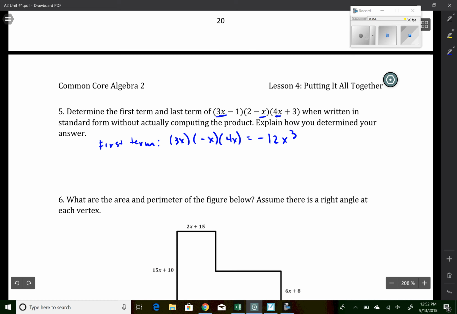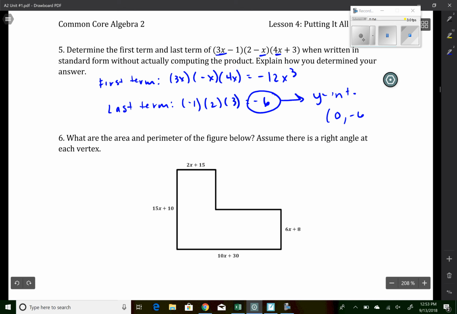That's going to tell me it's a cubic equation, which will tell me a lot about the expression when we graph it. The last term is going to be us taking the smallest exponent piece in each expression. So that's going to be negative 1, 2, and 3, which is going to give us negative 6. This is important because this is also the y-intercept. So now that we know that, I can say that this graph is going to intersect the y-axis at the coordinate 0, negative 6.